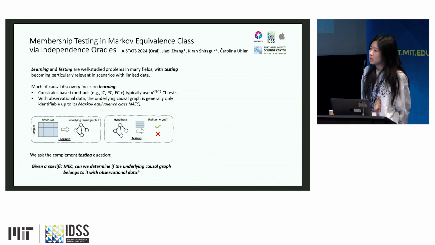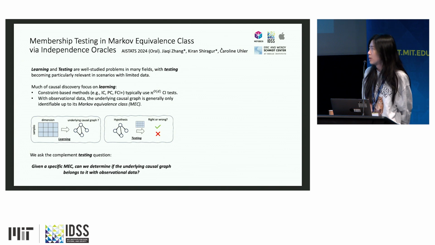So you can usually do this by doing conditional independence tests. And then usually the existing constraint-based methods use a number of conditional independence tests that is exponential in the maximum degree of the graph. So another thing to note is that with observational data, which means you cannot do experimentation on the dimensions, the underlying causal graph is generally only identifiable up to its Markov equivalence class.